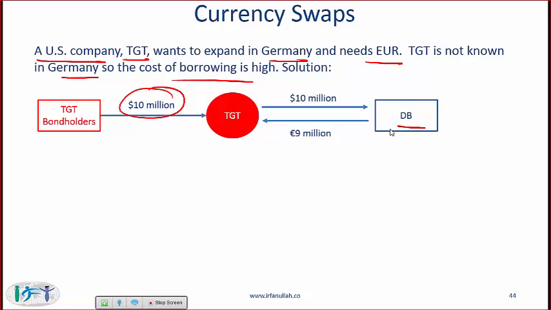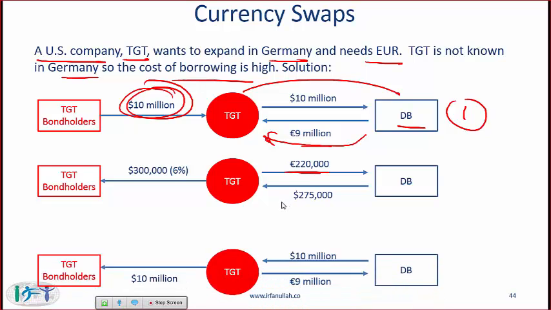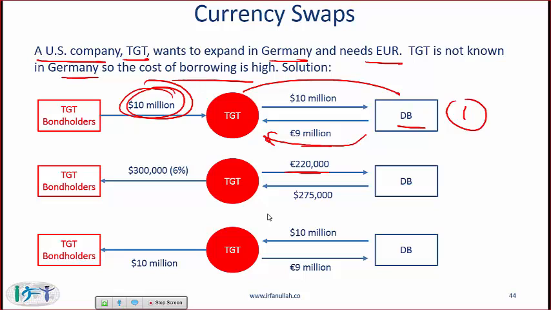So Target does a currency swap with Deutsche Bank, where the 10 million raised in the US market is given to Deutsche Bank, and the equivalent amount in euro goes from Deutsche Bank to Target. And then every period, interest payments are made. So Target obviously pays its bondholders, but what is happening between Target and Deutsche Bank? Effectively, at initiation, Deutsche Bank borrowed dollars and Target borrowed euro. So every period, Target will pay interest in euro and Deutsche Bank will pay interest in dollars. And then at termination, the principal is again exchanged.